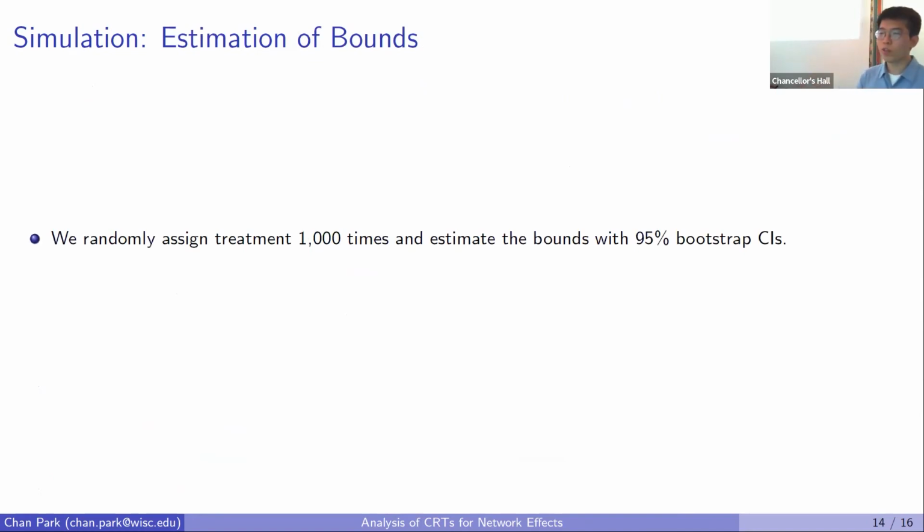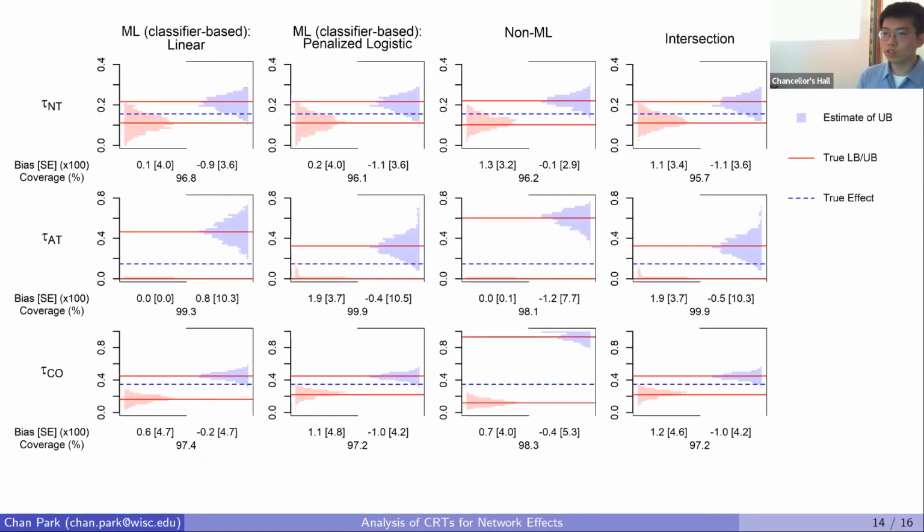We randomly assign treatment 1,000 times for this simulated data with 95% bootstrap confidence interval. And here's the result. Each row shows each estimate, and each column shows each methodology. Here, the blue dashed line shows the true network effect, which cannot be point identified. And the red solid lines are the population level lower and upper bounds, which can be consistently estimated.